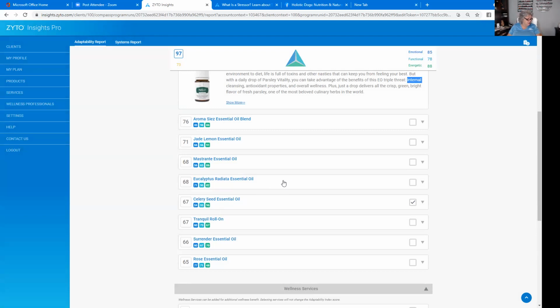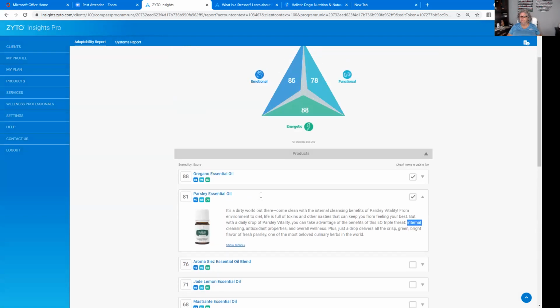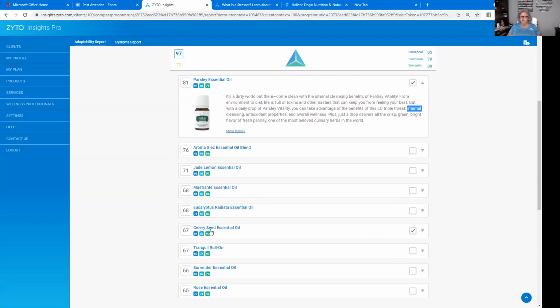So remember, this is educational only. I'm not trying to diagnose, treat, or cure anything, but celery seed has been recognized as helpful in digestion, liver cleansing, and urinary tract support. Okay, so we know those things to be true, right? Kibble diet, prone to infection, recent and ongoing.